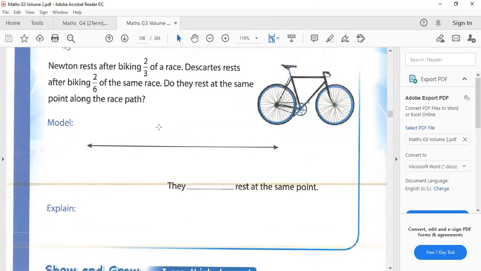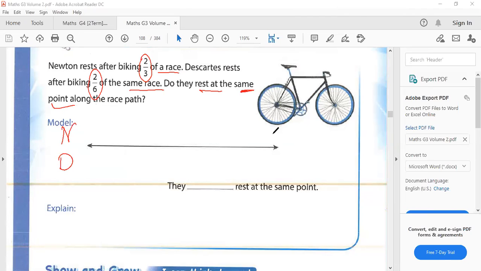And we need this story problem, which is talking about Newton and the Descartes. Newton rests after biking 2/3 of the race. Descartes rests after biking 2/6 of the same race. Do they rest at the same point along the race path? Okay, let us see. Using the same number line, we're going to put Newton up and Descartes down.